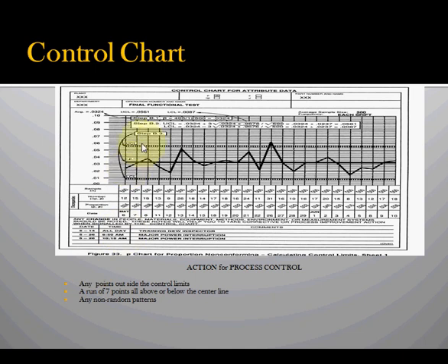Here's another example where this is based on attribute or go-no-go information. You can see we have a problem here. We have the control limits. And so we could use control charts to track a process over time.